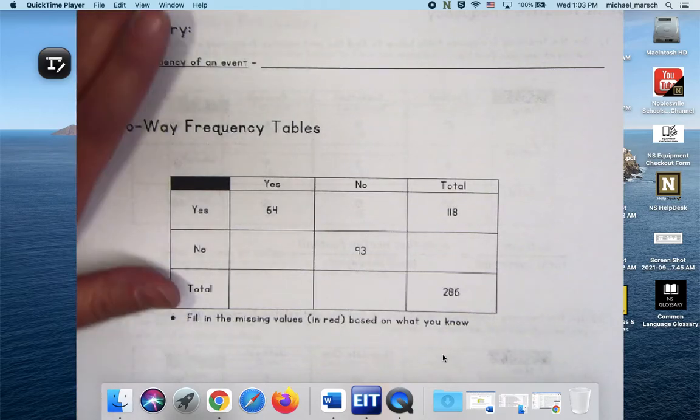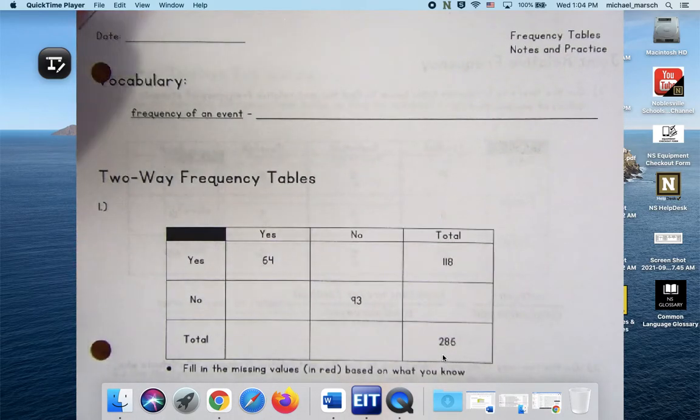Back and finish up that Ed Puzzle. Okay, so we're moving on to frequency tables. It's just going to be a couple days, and you're going to have another quiz.